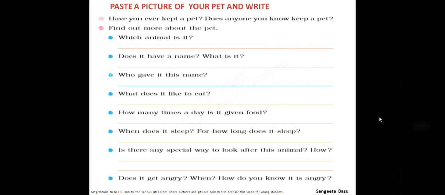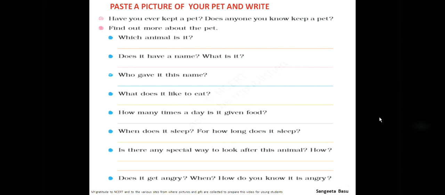If you do not have, you can just imagine, oh, I would like to have a dog as my pet, small puppy, or maybe a small kitten, or a parrot, anything which you want. You can paste the picture of your pet. Which animal is it? Does it have a name? You can give it a name. What is the name of your pet? Who gave it this name? You gave, or your parents helped you, your friends, your grandparents, anybody.